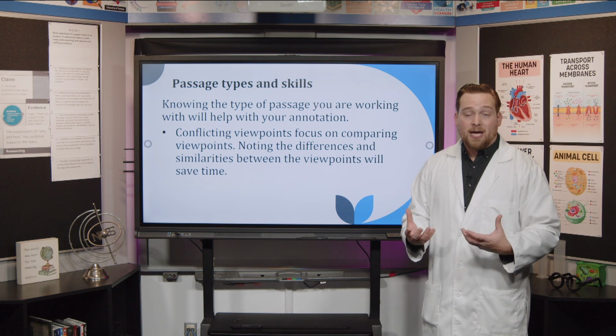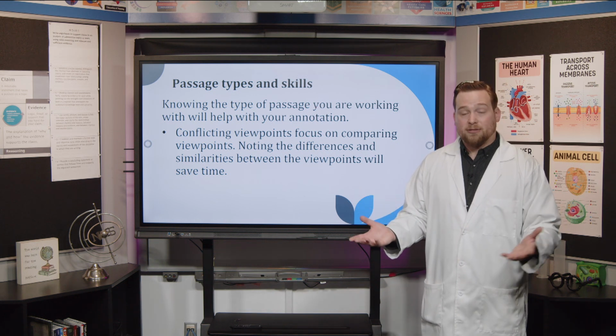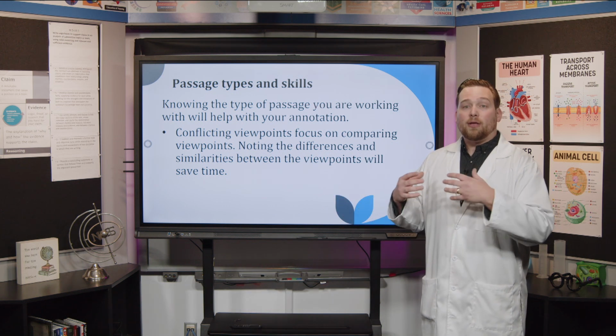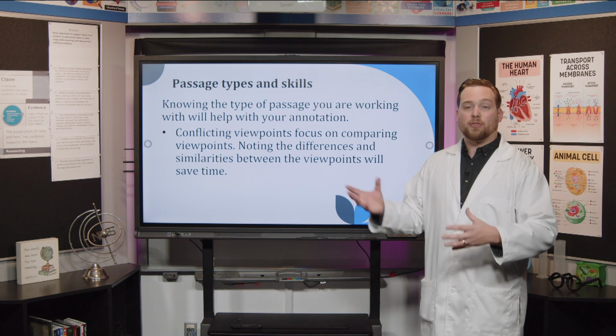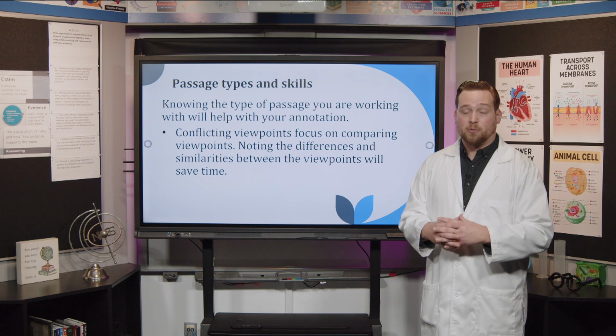So with the annotation, our goal is, sometimes you're just going to have to read the passage, especially the conflicting viewpoints. There's no way around it. So you can save yourself time by knowing what to look for. And these are things that they're going to look for in the conflicting viewpoints: similarities and differences between the viewpoints.